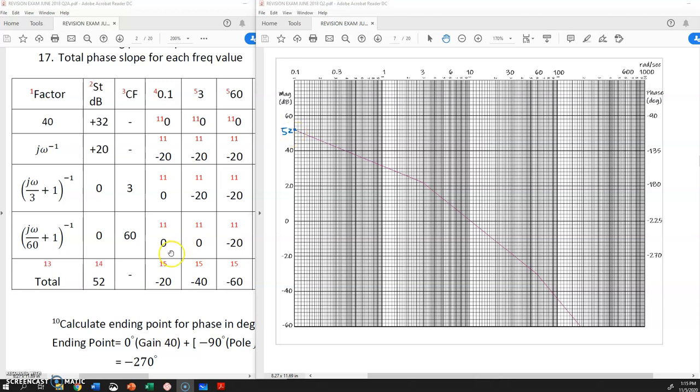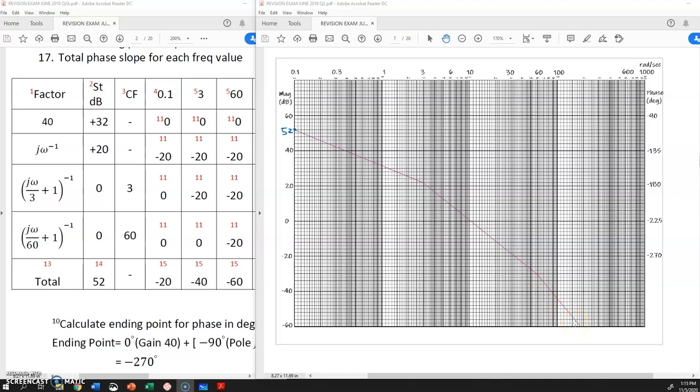So this is the complete magnitude plot. Started with 52 dB. From 0.1 until 3, the slope is negative 20 dB per decade. From 3 until 60, the slope is negative 40. Can you differentiate between negative 20 dB and negative 40 dB? If you do it accurately, you can differentiate between the different slopes in the magnitude plot. And larger than 60 radian per second, the slope is negative 60 dB per decade until the end.